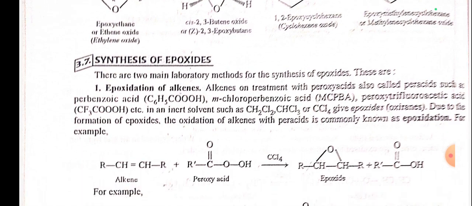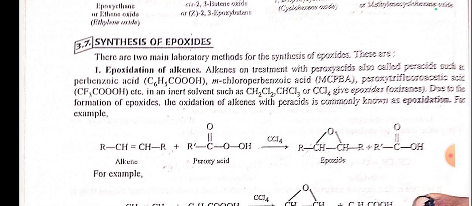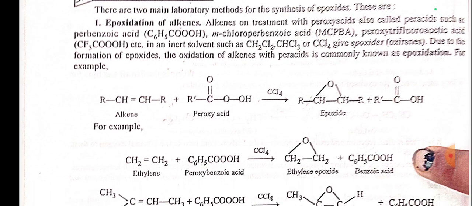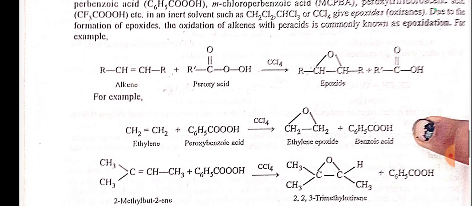There are two main laboratory methods for the synthesis of epoxide. These are epoxidation of alkenes. Alkene on treatment with peroxy acids, also called peracids, such as perbenzoic acid, m-chloroperbenzoic acid (MCPBA), peroxytrifluoroacetic acid, in an inert solvent such as CH2Cl2, CHCl3, CCl4 gives epoxide. Due to the formation of epoxide, the oxidation of alkene with peracid is commonly known as epoxidation.